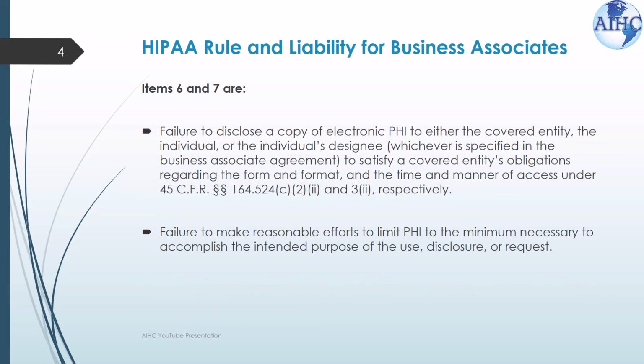Next, we have failure to disclose a copy of electronic PHI to either the covered entity or the individual or individual's designee to satisfy a covered entity's obligation regarding the form and format and the time and manner of access under the HIPAA rules. Failure to make reasonable efforts to abide by the minimum necessary rule and limit release of PHI to accomplish the intended purpose of the use, disclosure, or request.